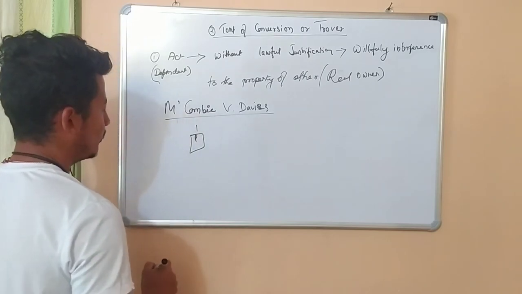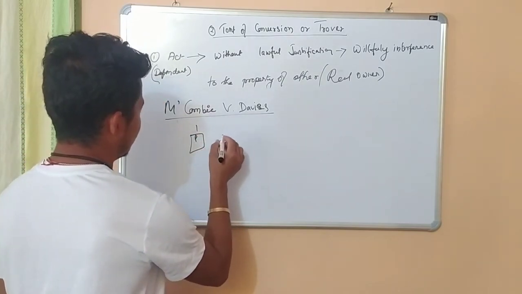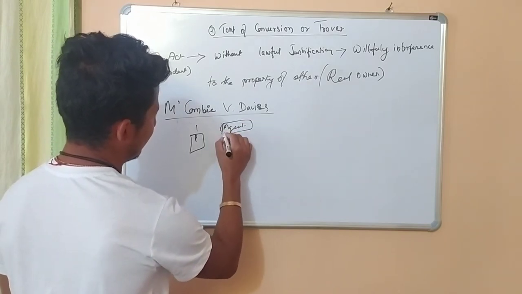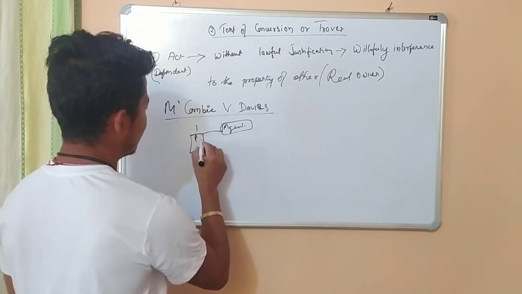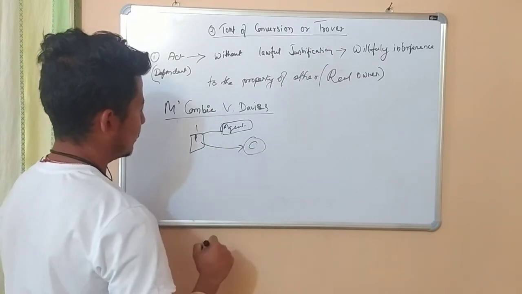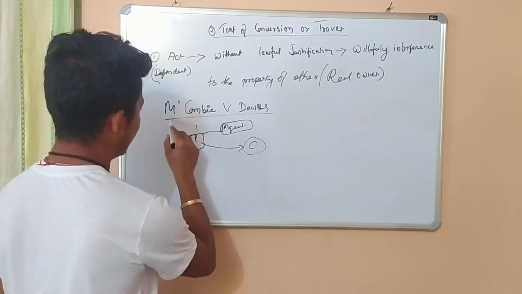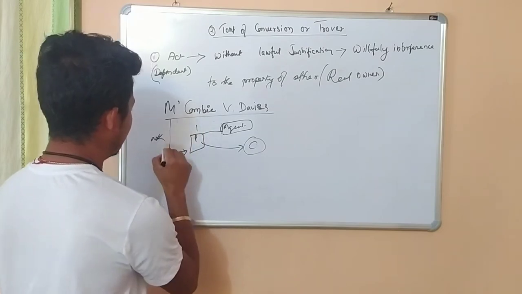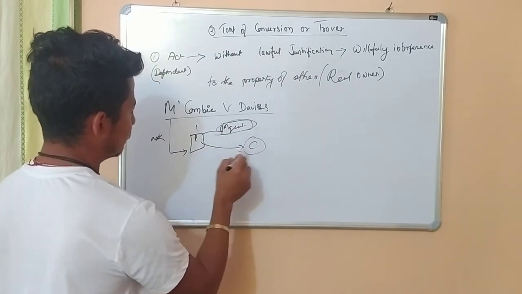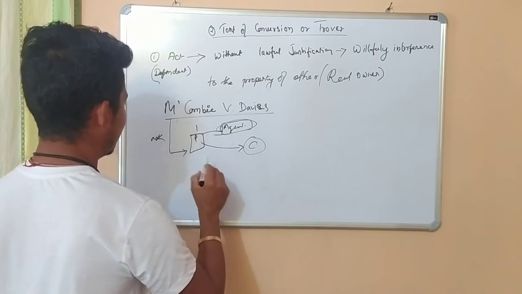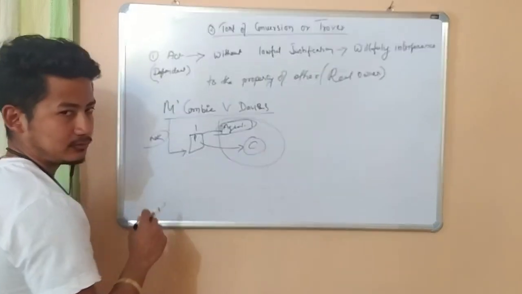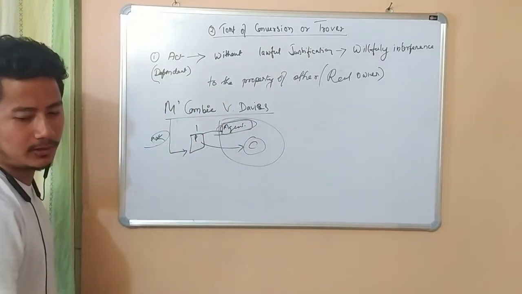There is a property of the owner, and he has an agent who was hired to look after the property. What does the agent do? The agent sold the property to somebody else, to C, suppose. And when the owner asked for the property, the agent had nothing to return, since he had already sold it to somebody else. So in this case, the court held the agent as well as the buyer responsible for the tort of conversion.